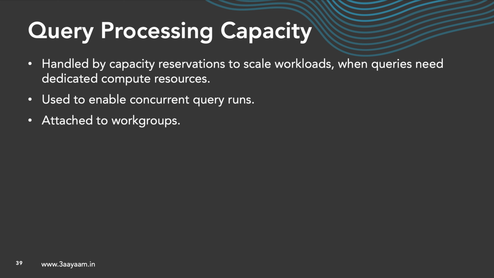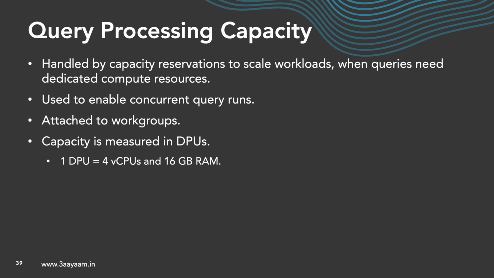And we attach the provisioned capacity, or whatever capacity we mention, to workgroups that we create. And capacity is measured in DPUs, or data processing units. Like in case of Redshift, it is Redshift processing unit, but in Athena, it is DPU. And one DPU is equal to 4 vCPUs and 16 GB of RAM. Meaning if you give, let's say, 2 DPUs, then you are actually giving 8 vCPUs and 32 GB of dedicated capacity for that particular workgroup.